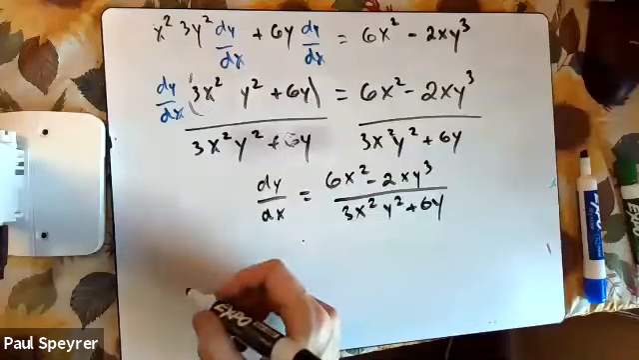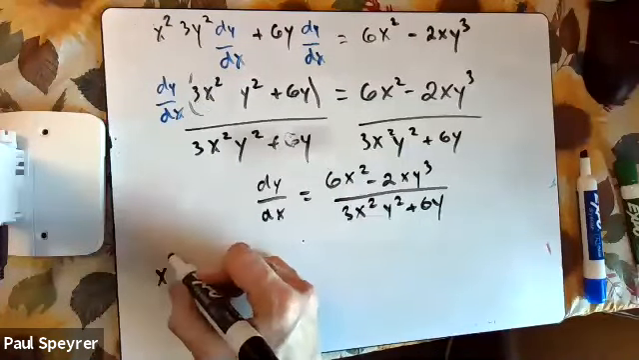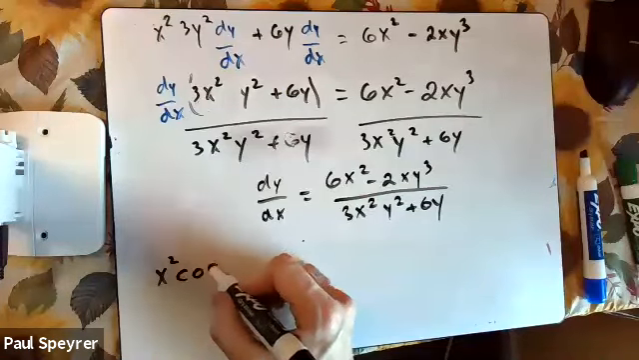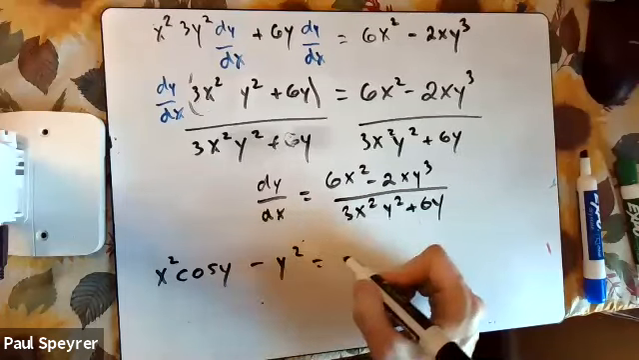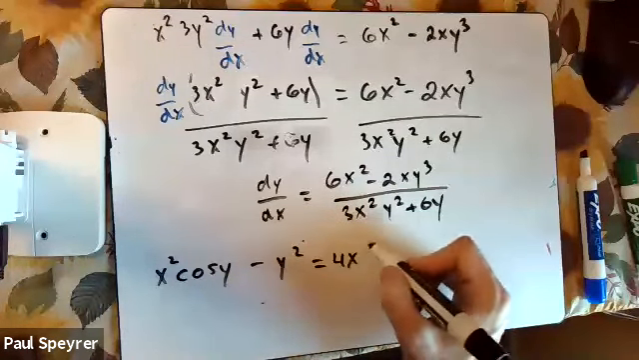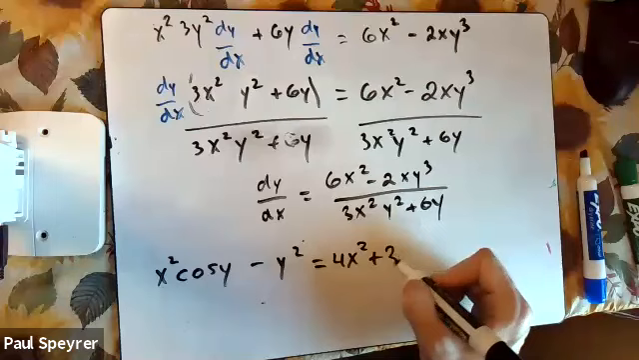Let's look at now x squared cosine of y minus y squared equals 4x squared plus 3.